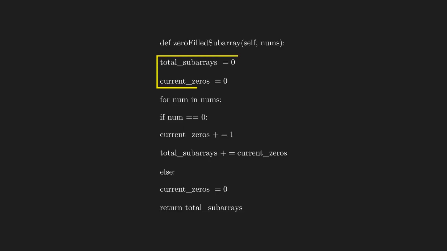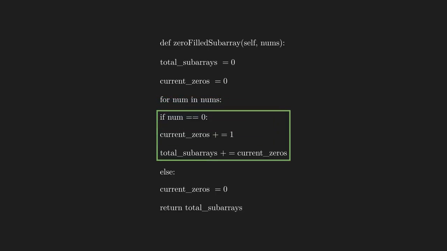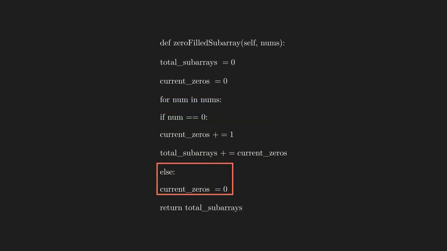Let's quickly map our derivation to the Python code on the right. We initialize total_subarrays and current_zeros to 0. We use a for loop to iterate through nums. Inside, the if number equals 0 block handles the increment of current_zeros and the accumulation into total_subarrays. The else block ensures current_zeros is reset when the contiguous sequence breaks. Finally, we return total_subarrays.